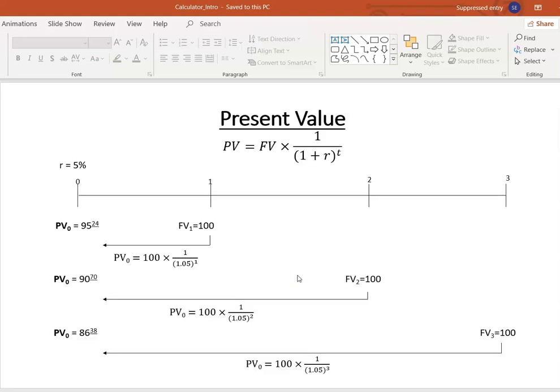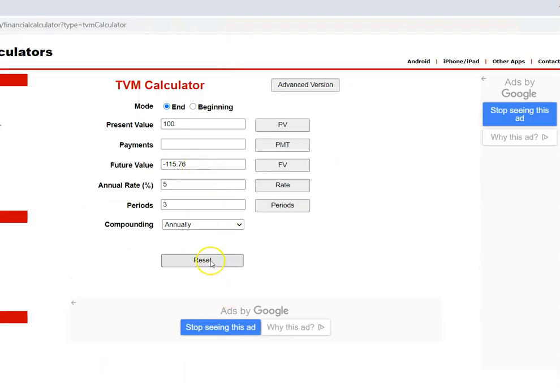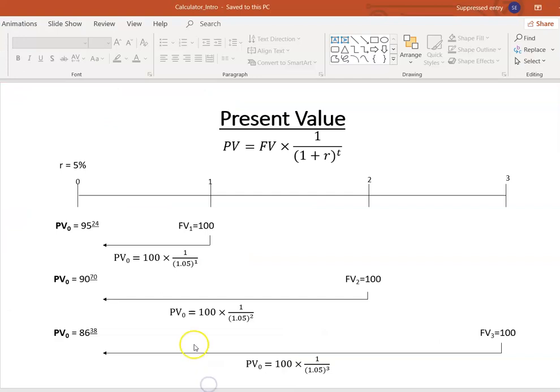Okay, now I want to do the discounting calculation. If we have $100 1 year later, what is the present value given the interest rate as 5%? Let's use the online calculation. The future value will be $100. The discount rate will be 5%. We need to wait for 1 period. We use annual compounding frequency. Let's see the present value. It is $95.24. If we do the manual calculation, you can verify it is also $95.24.